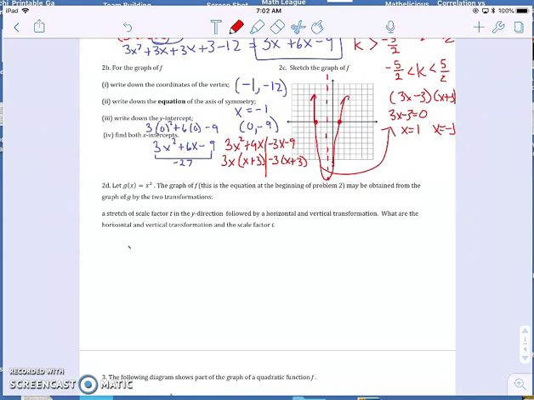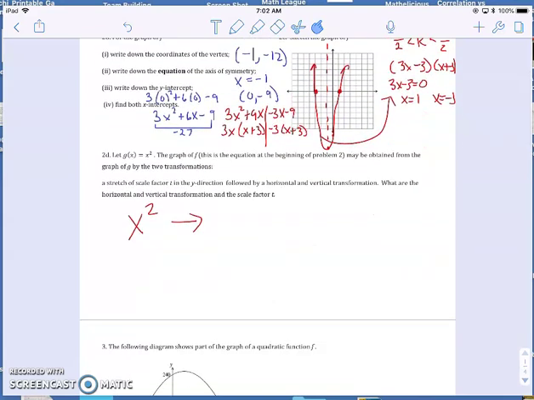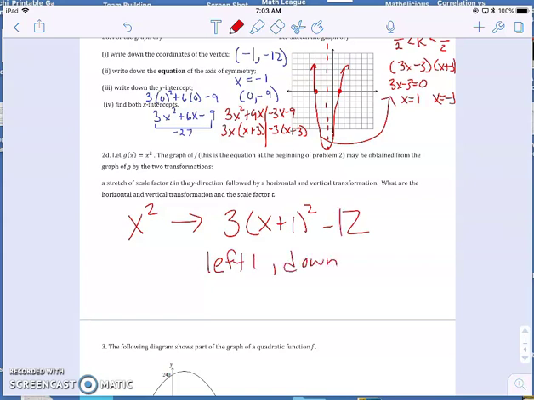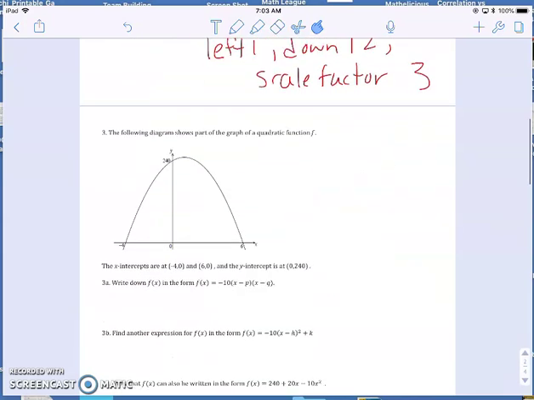So basically it's saying we have x squared, and it goes to what we had up here, 3x plus 1 squared minus 12. Well, it moved to the left 1, down 12, and our vertical stretch has a scale factor of 3. So this one's bad. It's just kind of realizing what problem it's talking about.